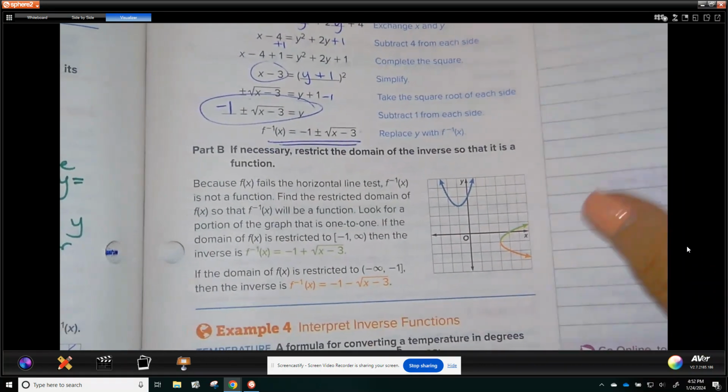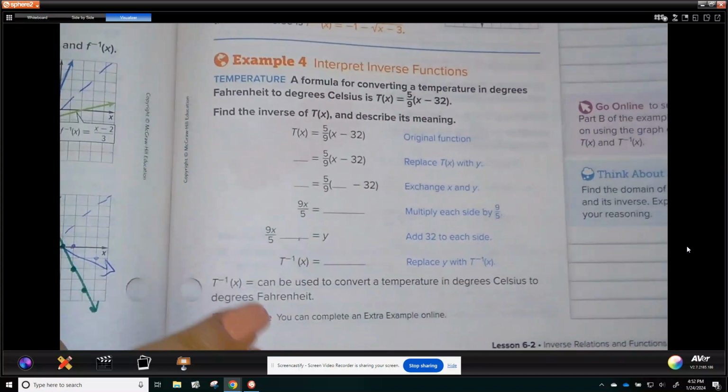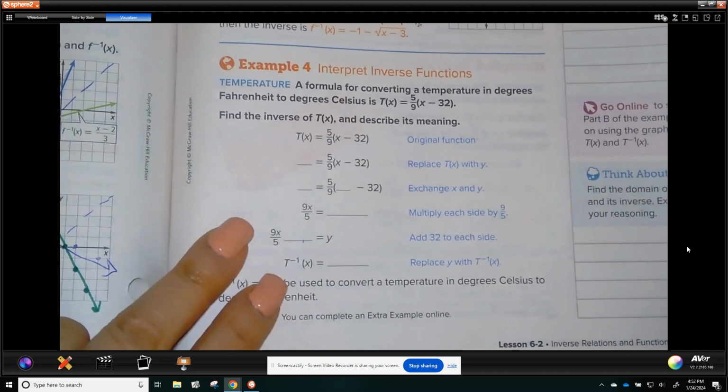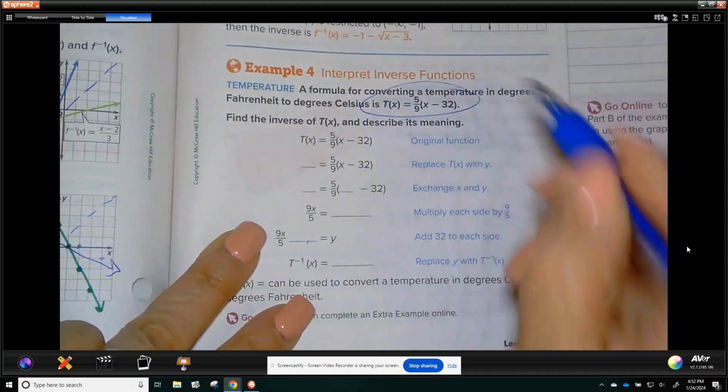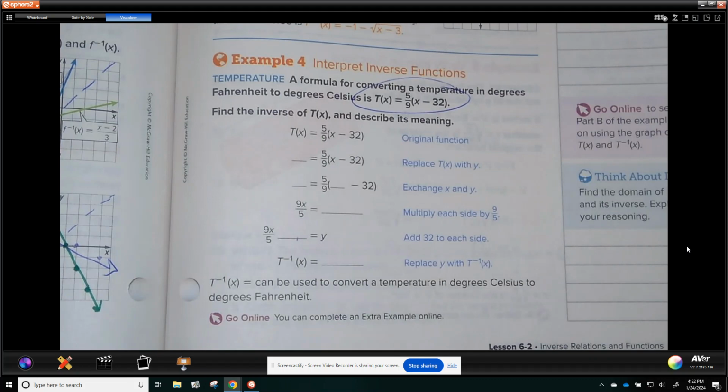Okay, let's do this one. If you are in chemistry or take chemistry in college, this is a good one. You use this quite a bit. T of x equals that. For the Fahrenheit to degrees Celsius is this formula. Find the inverse.